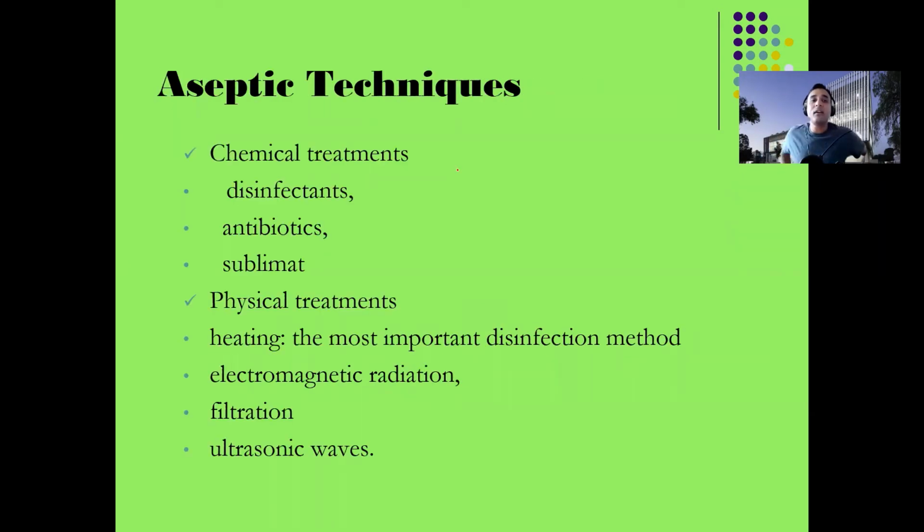In aseptic techniques, we have two kinds of treatment. I already mentioned the chemical treatments and the physical treatments, right? Chemical treatments are disinfectants, antibiotics, okay, and sublimate, other kinds of chemicals. Now, disinfectants, it could be a detergent. Now we know the importance of detergent. Since COVID-19, we know the importance of ethyl alcohol. We know the importance of washing hands with detergent, and we know that detergent can even kill COVID-19, right? So I don't have to give you any other example. If it can kill a virus, it can kill bacteria and fungi also, right?